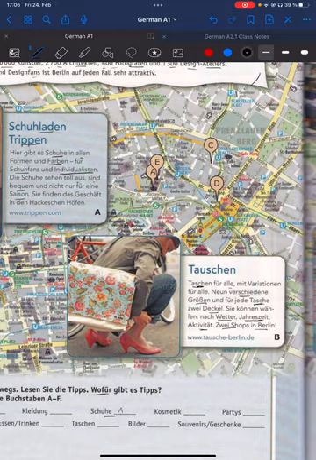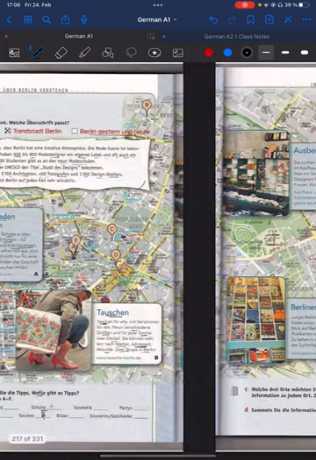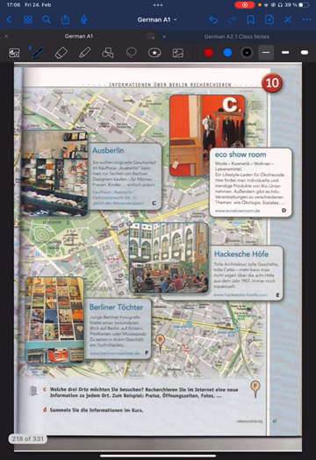So this is Taschen. I don't know, are they exchanging bags or what? They have so much variety for bags. So this is the one. Let's go with the C. Aus Berlin.